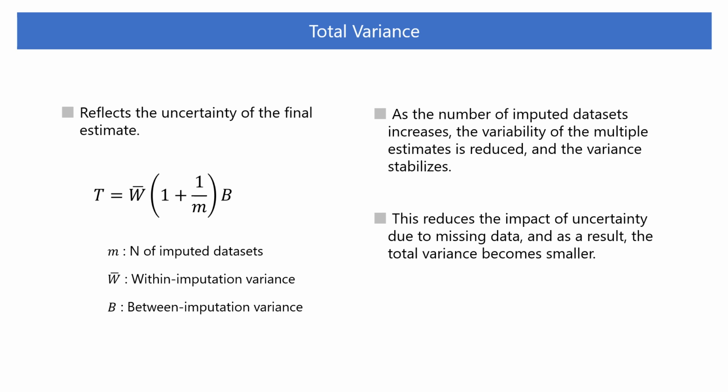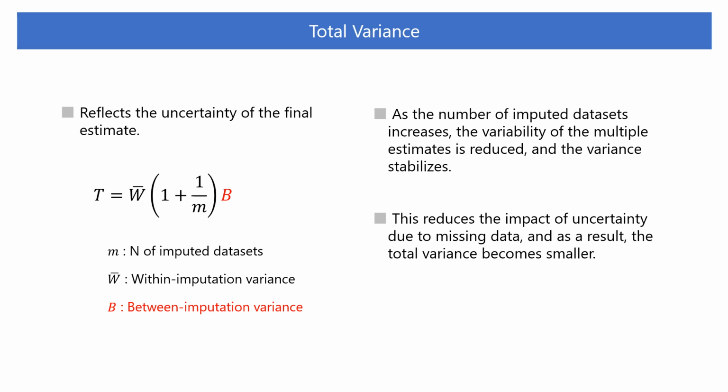We can compute the total variance using this formula. The total variance reflects the uncertainty of the final estimate. This variance is used to calculate confidence intervals and standard errors, leading to more accurate conclusions. Let's take a closer look at the formula of total variance.